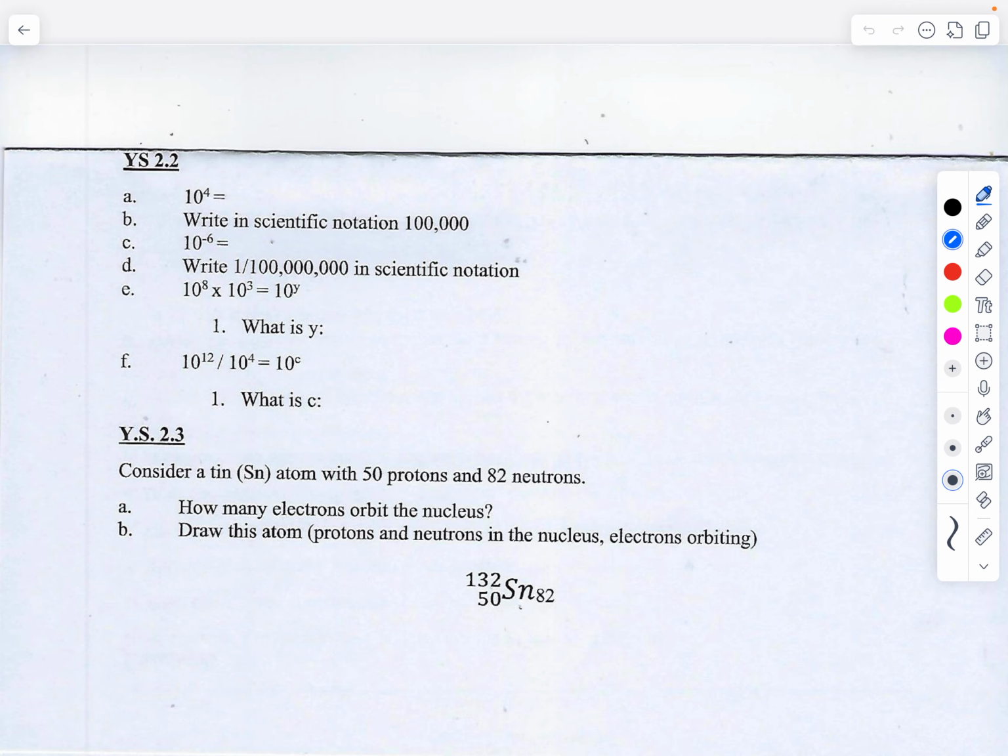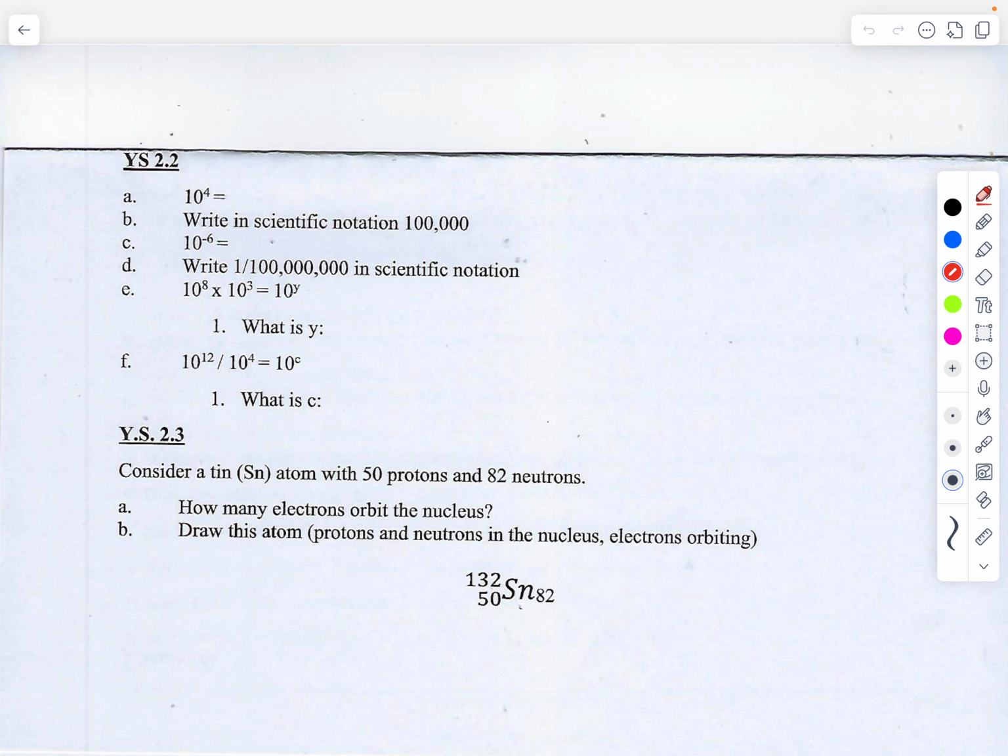So I just want to go through these questions a little bit because Dr. Sharon already went over it in class. And I know some of you in here might have missed the class, so I'm just going to go over it a little bit. So, scientific notation.